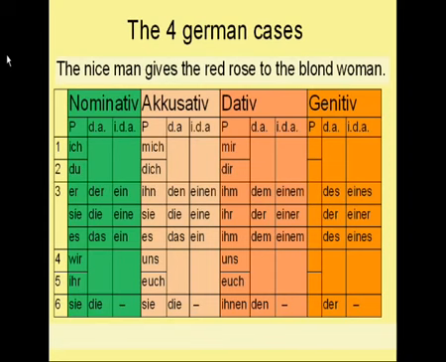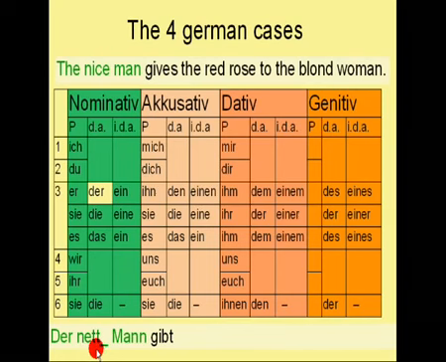Let's try a new one. The nice man gives the red rose to the blonde woman. How do we start? By looking for the subject of the sentence. Which one is the subject? The nice man. So he's the one who's in the nominative case. And as you know, man is masculine in German. So for the translation of the definite article, we need to look for the masculine definite article in the nominative case, which is der. Therefore, the sentence starts with der. As you can see here, nice translates to nett in German, which is the basic form. But in this case, the basic form is not enough. We need to complete it with the proper ending. So do you remember the right ending for this definite article here?